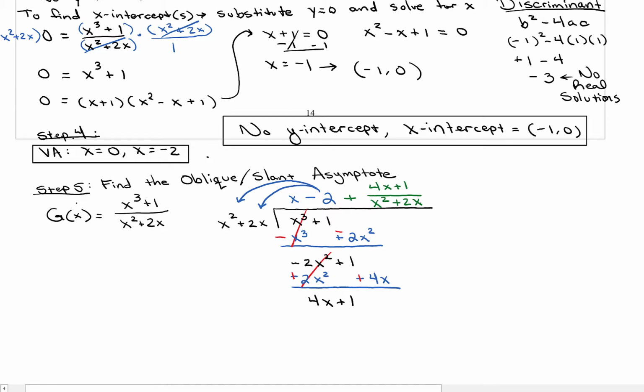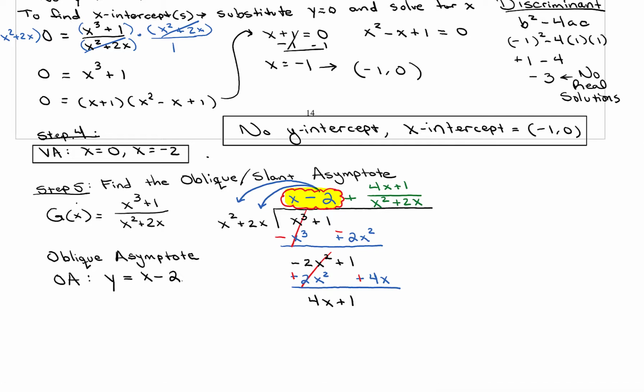I'm going to write it over the divisor. So I really don't need that part. The part that I need is the part in front of that remainder. So I need this x minus 2 part. So the equation of my oblique asymptote is going to be y equals x minus 2. Okay, we found that. Excellent.